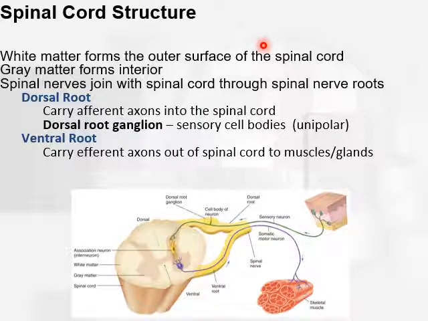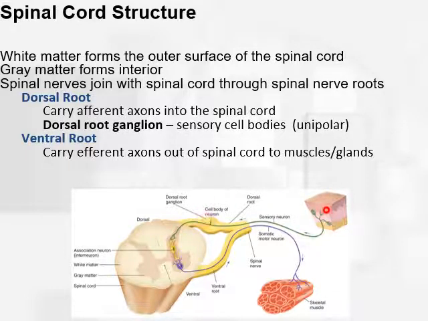In contrast to the brain, in the spinal cord the white matter is the outer part of the spinal cord, and the gray matter is the interior part. Spinal nerves join with the spinal cord through spinal nerve roots, a dorsal root and a ventral root. The dorsal root carries the afferent axons into the spinal cord, and the ventral root carries the efferent axons out of the spinal cord.